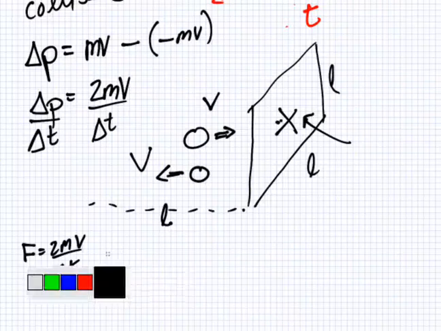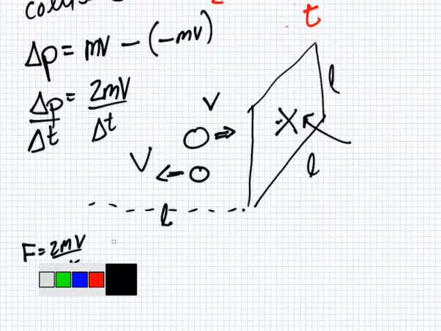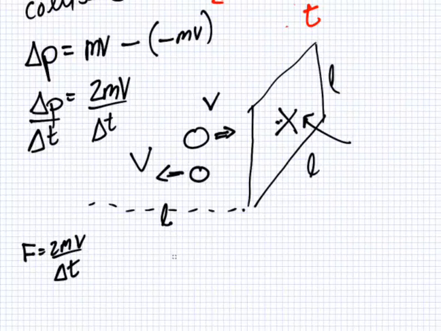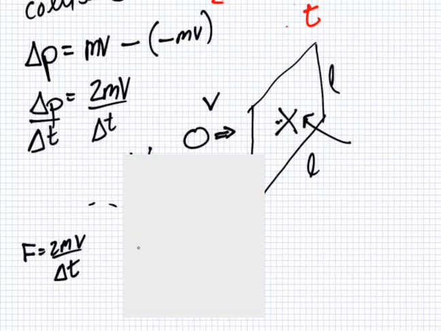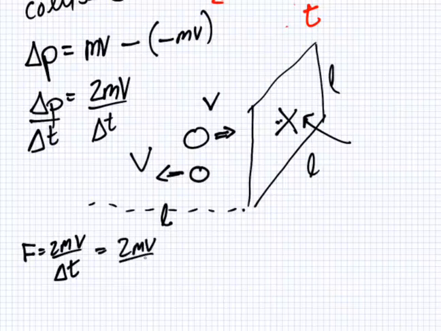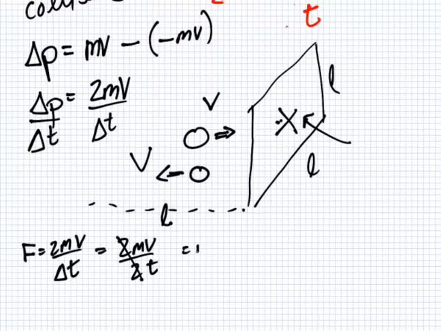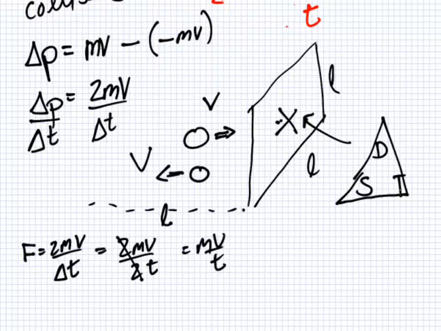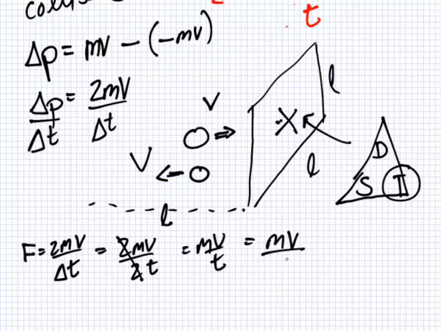Now, if I divide both sides by delta t, does anybody remember what this left side here is? Change in momentum over change in time? Force. Newton's second law. So, therefore, the force on the wall is 2mv over delta t.